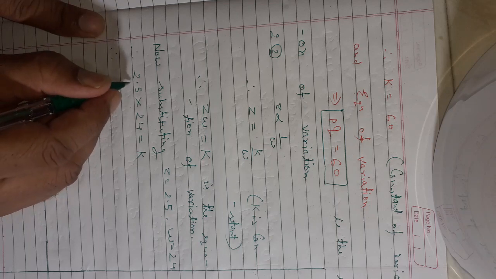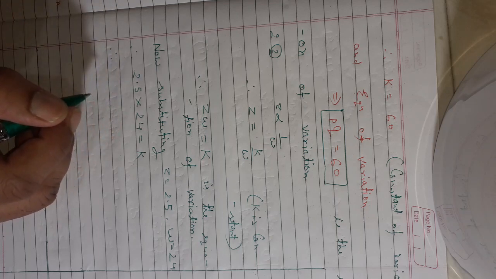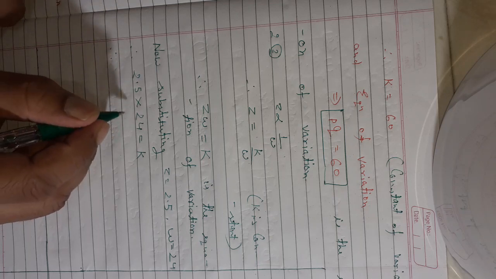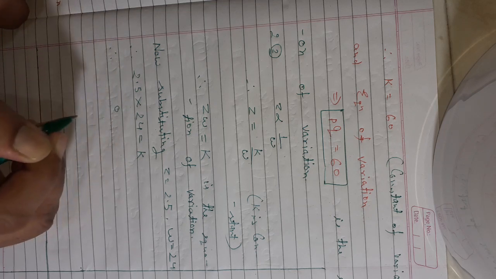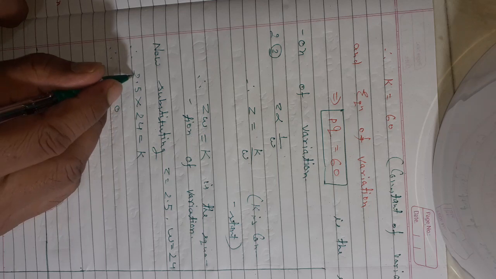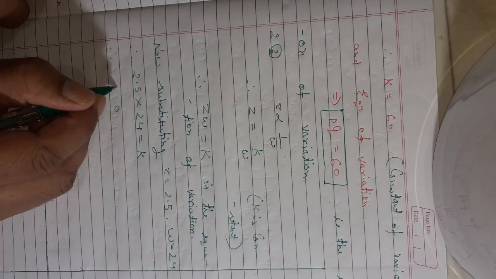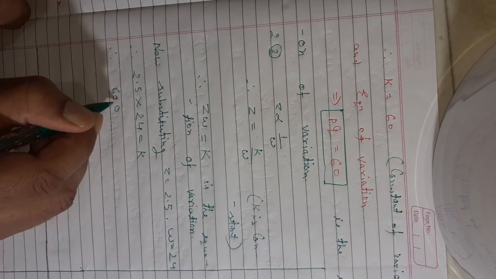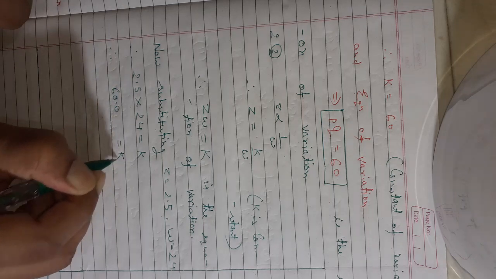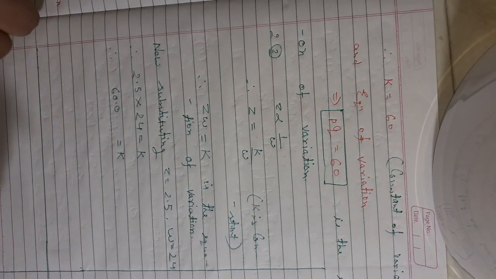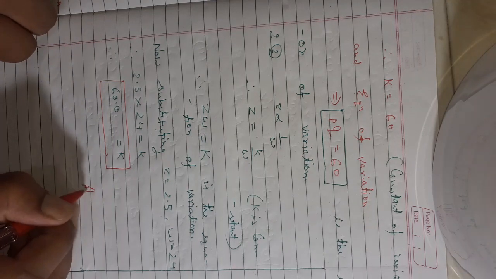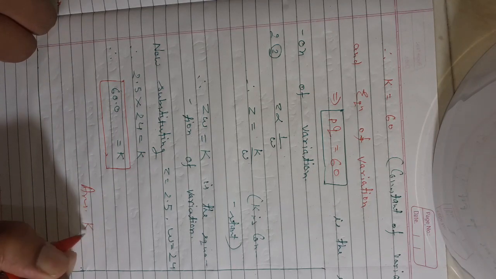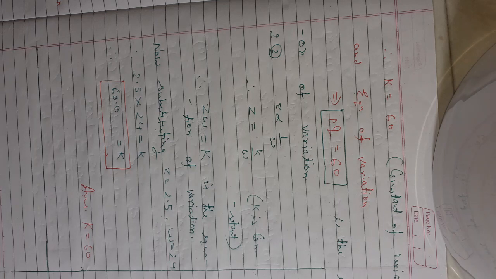Therefore 2.5 into 24, that is 25 into 24 divided by 10. 25 times 4 is 100, and 25 times 2 is 50, so 100 plus 50 is 150, divided by 10 is 15. Wait, as computed in the video, the result is 60. Is equal to k. So k is equal to 60. Answer: k is equal to 60.